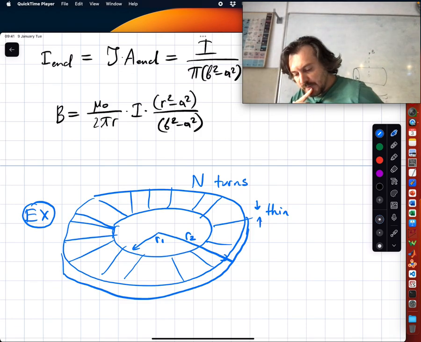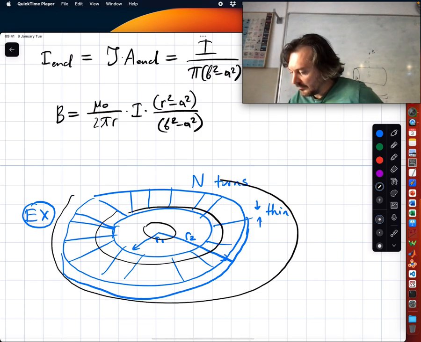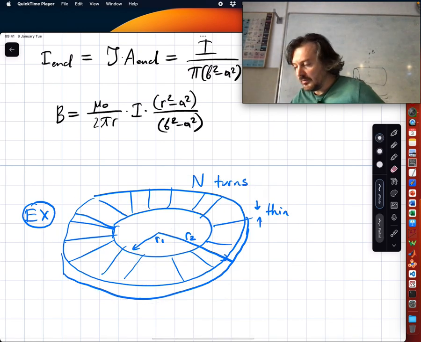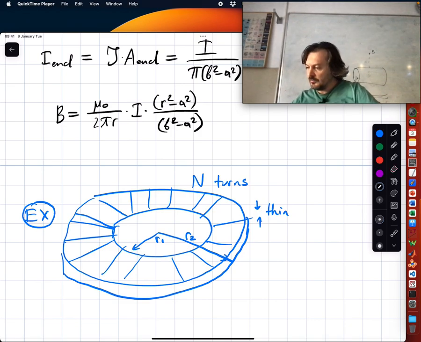Find the magnitude of the magnetic field inside and outside of the solenoid. Okay, everywhere. Find it here, and find it here. Do you understand the question? Of course, there is a current running around.